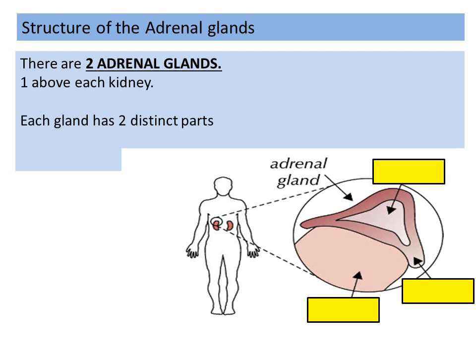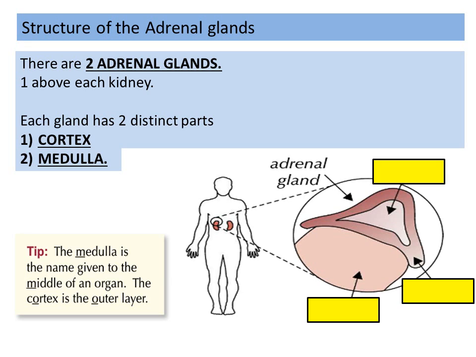If we look inside each gland, we'll find that it's made up of two distinct areas. We've got an outer region, which is the cortex, and an inner region, which is the medulla. These two terms tend to be used quite frequently in lots of different organs. You probably can just about remember hearing about the cortex in the kidney and the medulla in the kidney. Medulla means the middle and the cortex means the outer region.